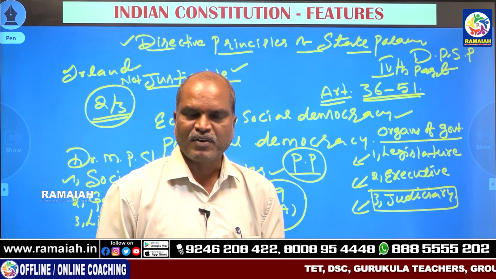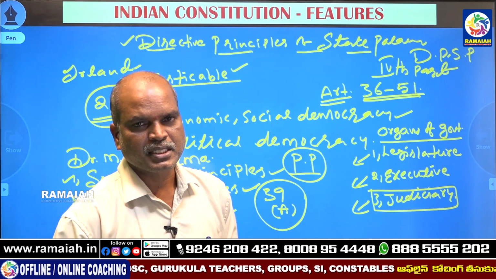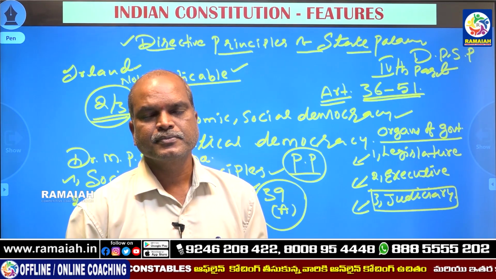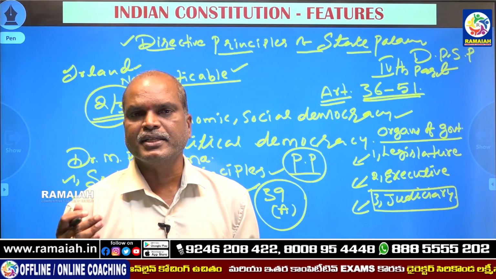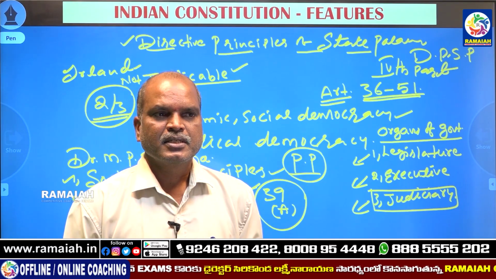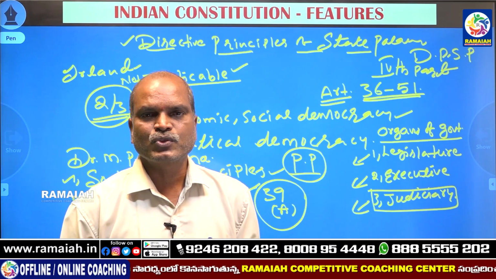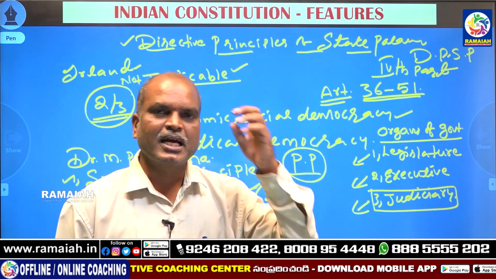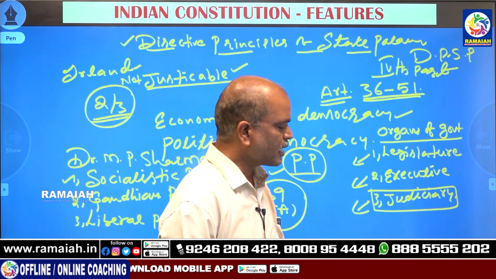Next, Article 44, Uniform Civil Code. Article 44 explains about the Uniform Civil Code. In all of India, the Uniform Civil Code is going on only in Goa state. Out of 28 states and 8 union territories, the Uniform Civil Code is followed just in Goa. So that is Article 44, Uniform Civil Code. Got it, ma'am? Another one.